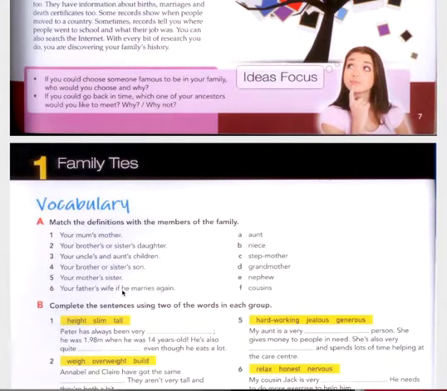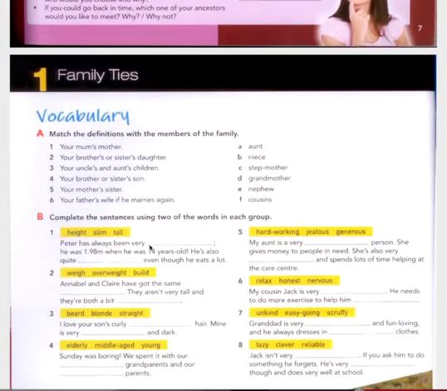Peter has always been very tall. He was 1.98 meters when he was 14 years old. He's also quite slim, even though he eats a lot. Annabelle and Claire have got the same build, not weight, because to weigh is a verb. They aren't very tall and they are both a bit overweight.